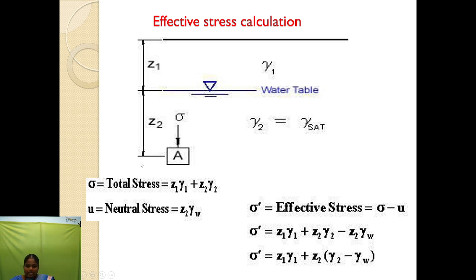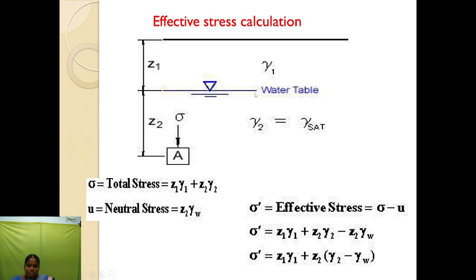The total stress can be calculated at the bottom of A. The pressure at the bottom is distributed as Z1 into the unit weight of soil, plus Z2 into the unit weight of the second portion. That pressure is transmitted to the bottom of the section. So the total stress is Z1 into gamma 1 plus Z2 into the saturated unit weight of the second portion.